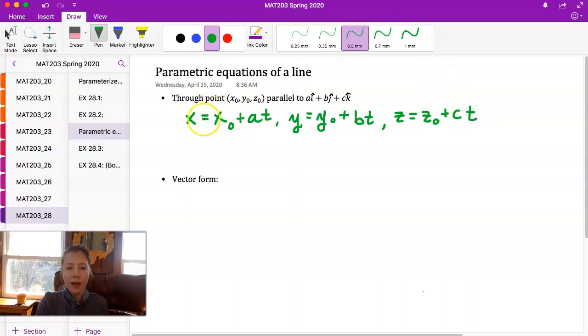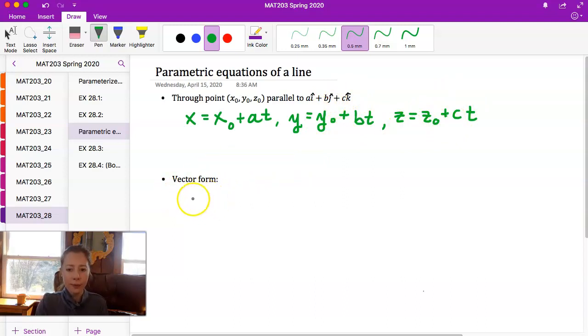All right, so this x naught, y naught, z naught is our starting point. And then how far we're moving from that point in time. A would give us the component in the x direction. B would give us the component in the y direction that you're multiplying by time. And C gives us the rate we're moving in the z direction.